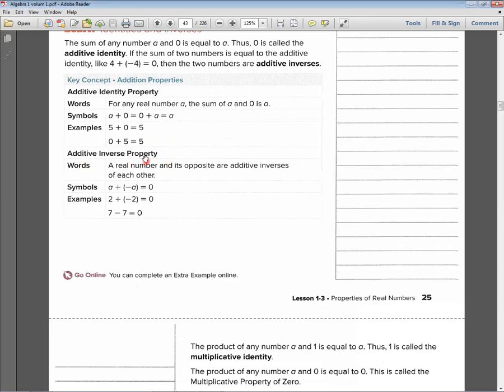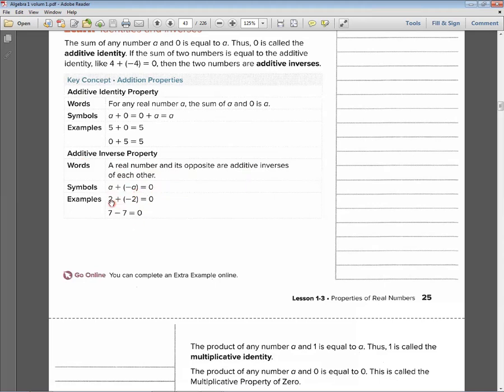Number 2, additive inverse property. This one is additive identity, and now I am talking about additive inverse. A real number and its opposite are additive inverses of each other. For example, a and negative a are additive inverses because they are opposite to each other. Their sum is 0.